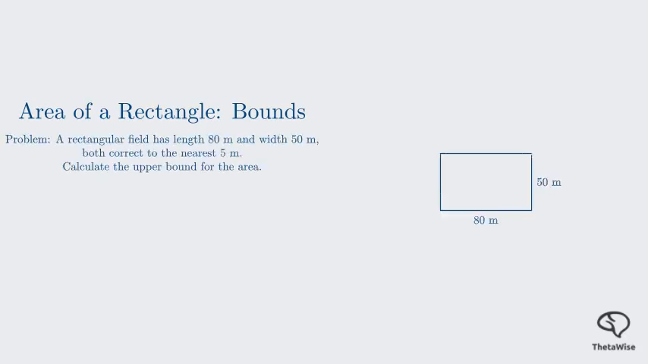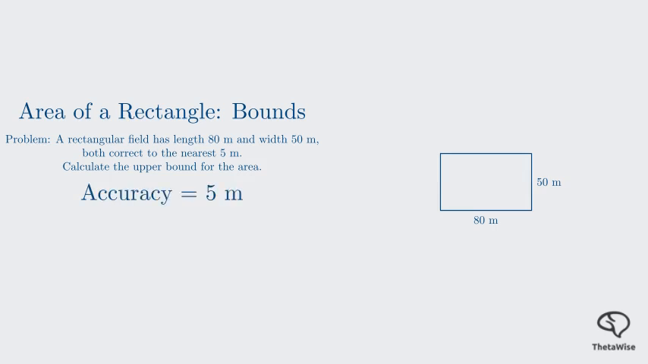Next, let's look at calculating bounds for the area of a rectangle. This involves multiplication, and the principle remains the same. We want to find the absolute minimum and maximum possible results. Consider this problem. A rectangular field has length 80 meters and width 50 meters, both correct to the nearest 5 meters. Calculate the upper bound for the area of the field.